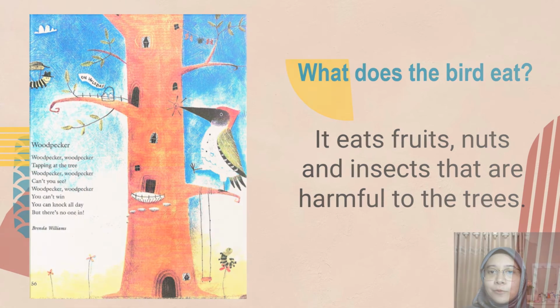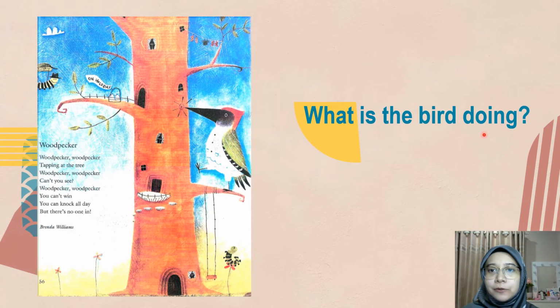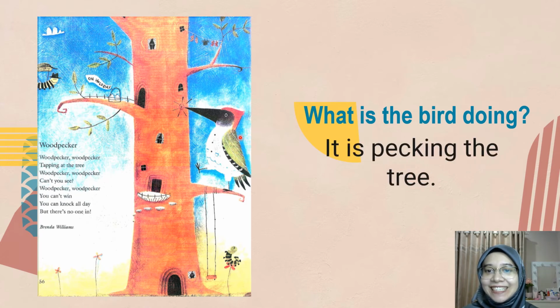Next. What is the bird doing? Apa yang burung tu buat? So the answer is, it is pecking the tree. Dia sedang katuk-katuk dekat pokok ni. Okay, last one.